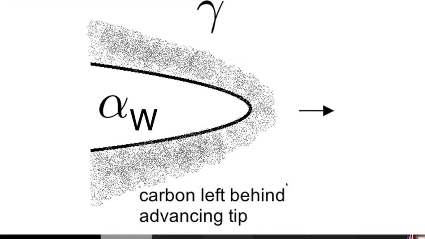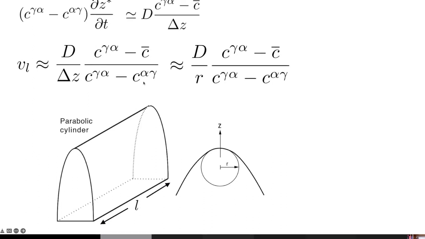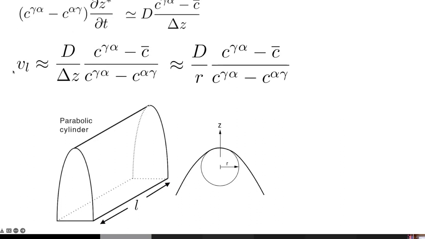Now, there is another problem. So we have here the rate at which solute is partitioned and the rate at which it's taken away by diffusion. And when I rearrange this equation and replace dz star by dt with the lengthening rate of the plate, we end up with this equation here. And I said to you that delta z does not change as the plate lengthens, and we approximate that by the radius of the plate tip. So it's the diffusion coefficient divided by the radius of the plate tip multiplied by this concentration term. So we have the lengthening rate as a function of these parameters.